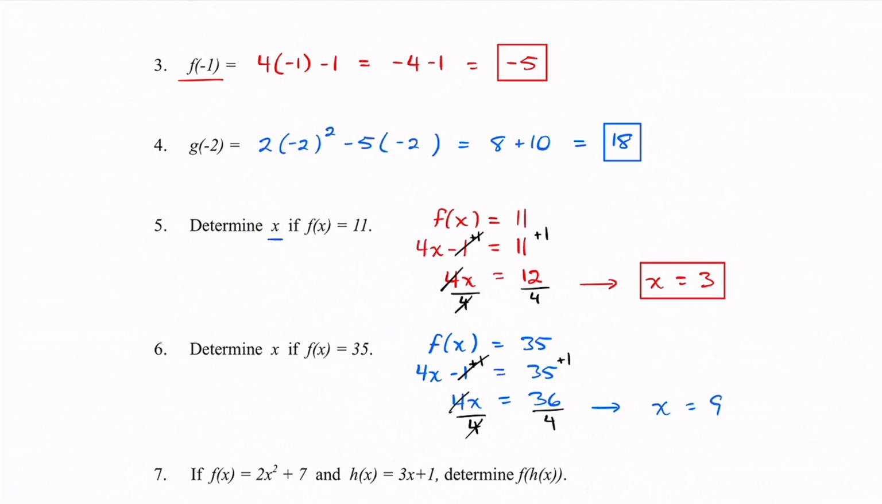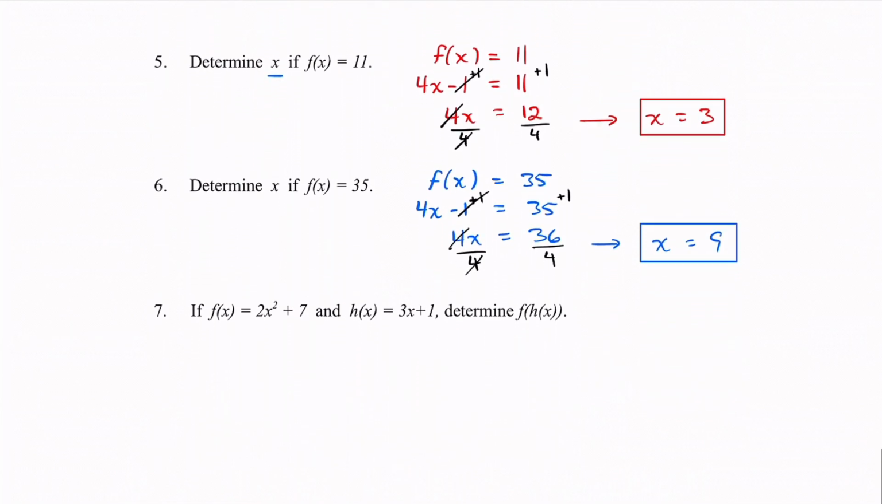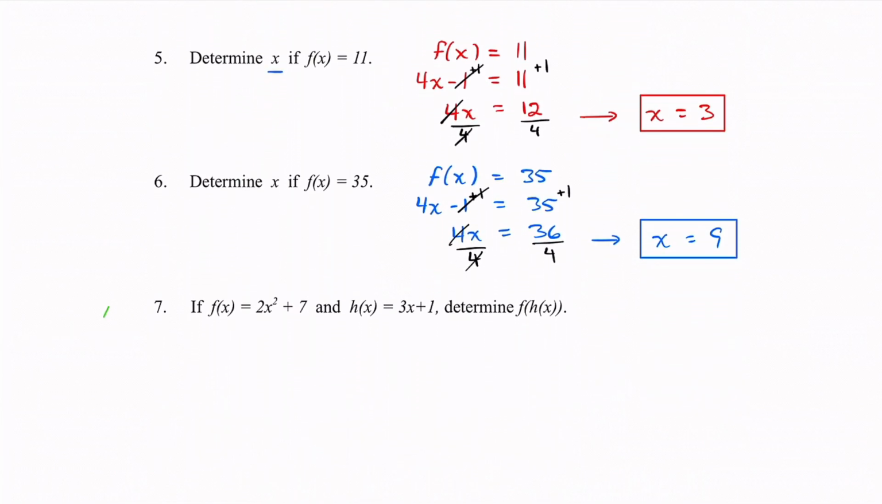So x equals 9. So questions 1 to 4 I'd say were the easier type. 5 and 6 are a little bit harder. And then number 7 is really hard. So this one, okay, you're not going to see too many like this. This one's a little bit more difficult.